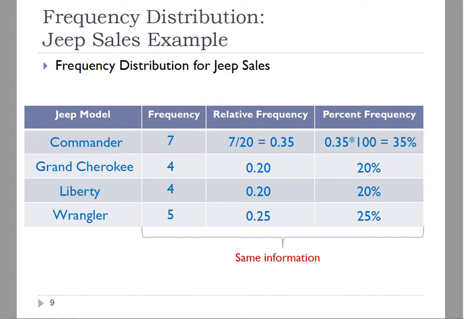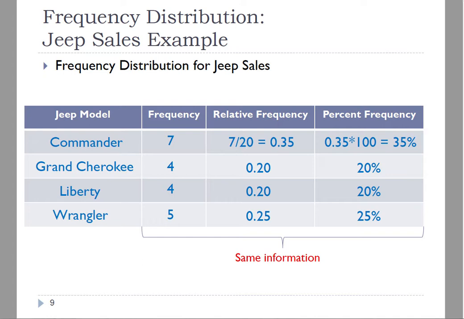So we have our frequency distribution table here. We have our Jeep models of Commander, Grand Cherokee, Liberty, Wrangler, and the frequency each one of the sales occurred. So 7 Jeep Commanders were sold, 4 Jeep Grand Cherokees were sold, 4 Jeep Liberties were sold, and 5 Jeep Wranglers were sold. So the relative frequency, once again, is how often something happens divided by all of the outcomes.